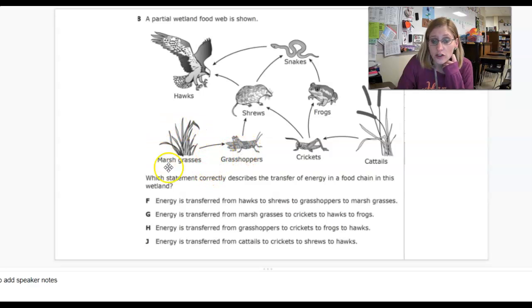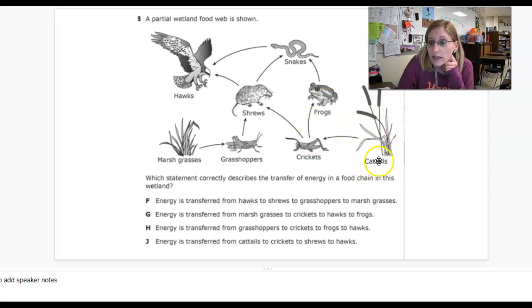So we see this marsh grass gives energy to the grasshopper. This grasshopper gives energy to the shrew, and the shrew gives energy to the snake or the hawk, depending on what he decides to eat. Whatever prey this predator catches. Same with this one. It starts with two types of producers, and the other producer is a cattail. And before you even look at the question, you want to follow the arrows and see what's happening in your food web.